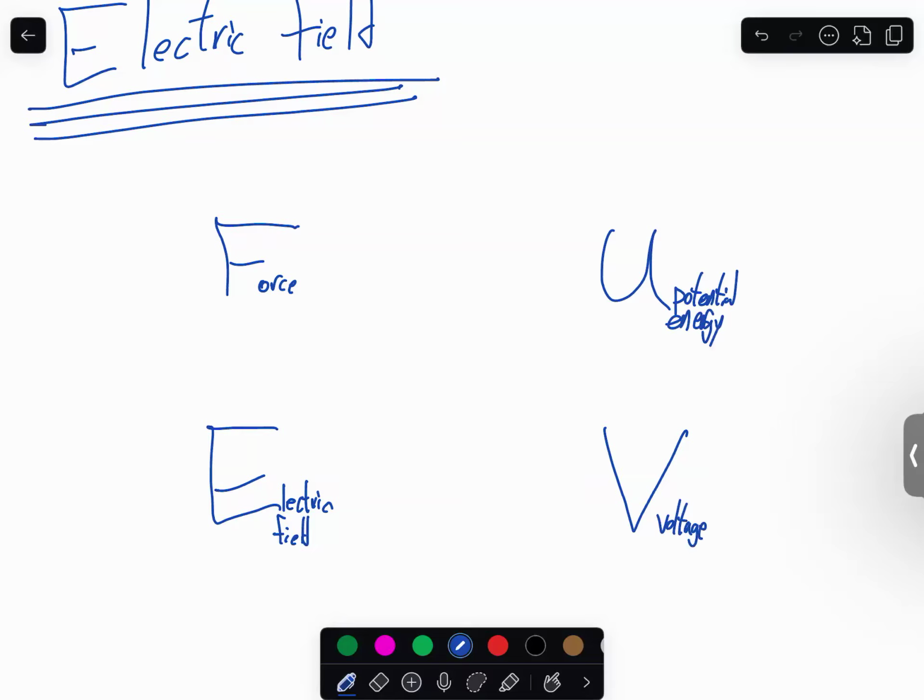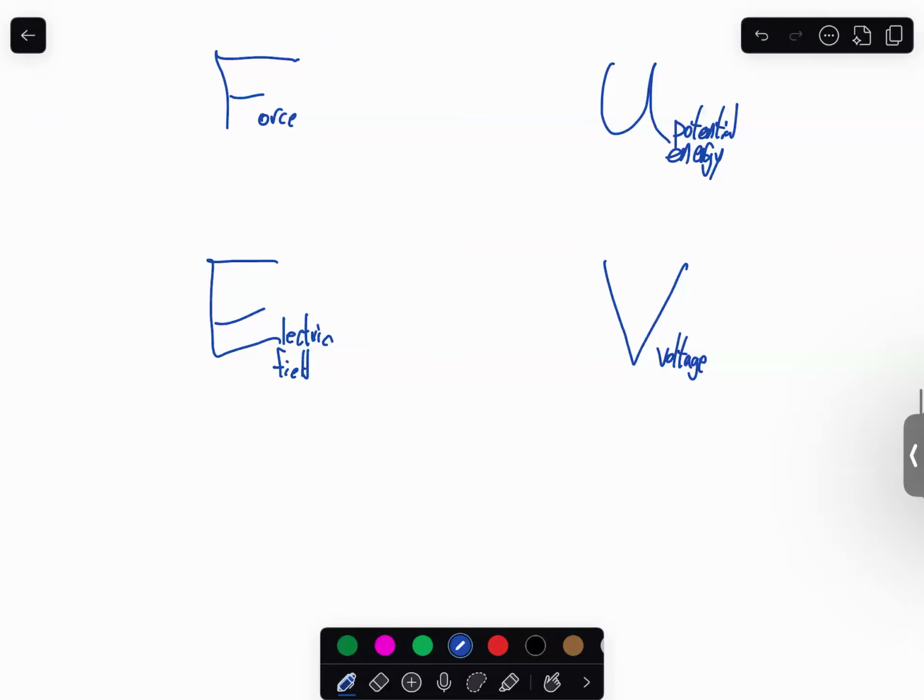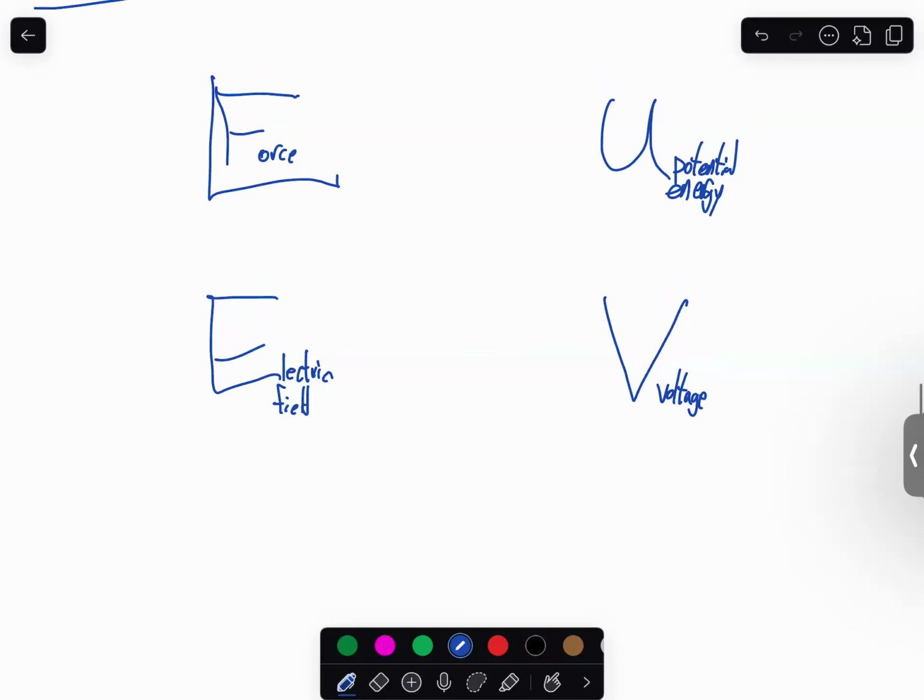Last semester, you saw force. We did force up the wazoo. Potential energy, we didn't do that nearly as much, but you saw it. This semester, we spent a bunch of time on voltage. What we haven't done, and I know what we're doing now, is electric field. All four of these things are related very closely. I will go ahead and put the electric field relationships on now, and we'll come back to the others.